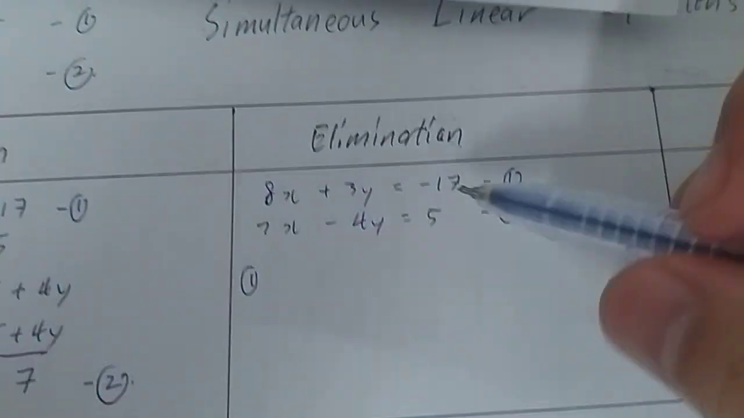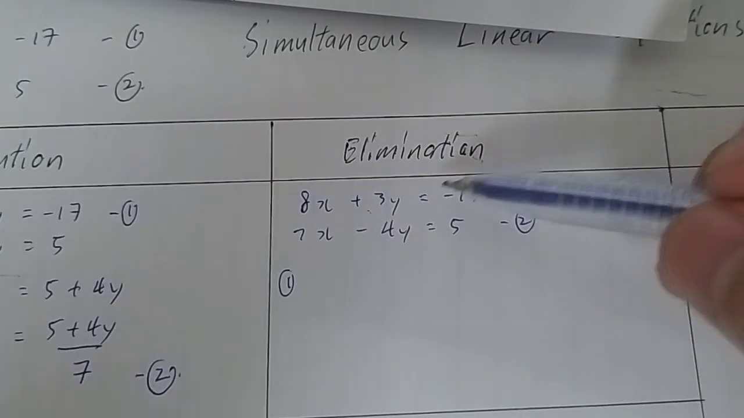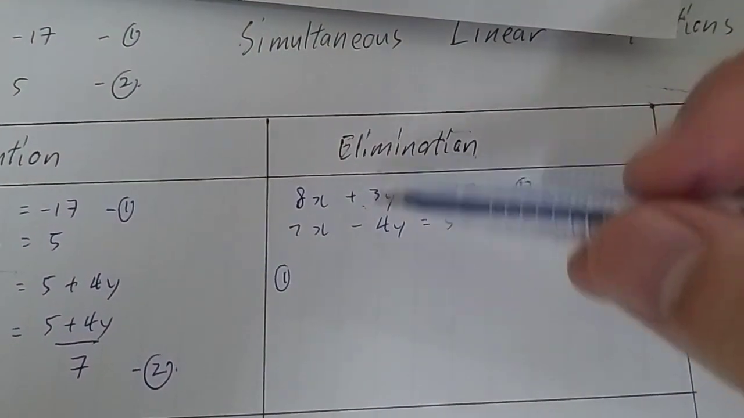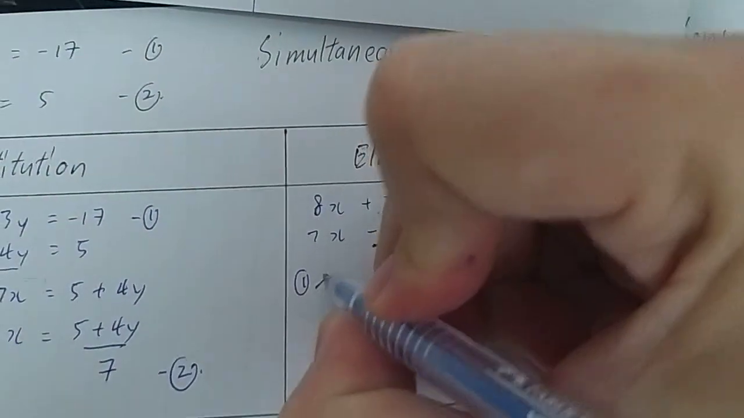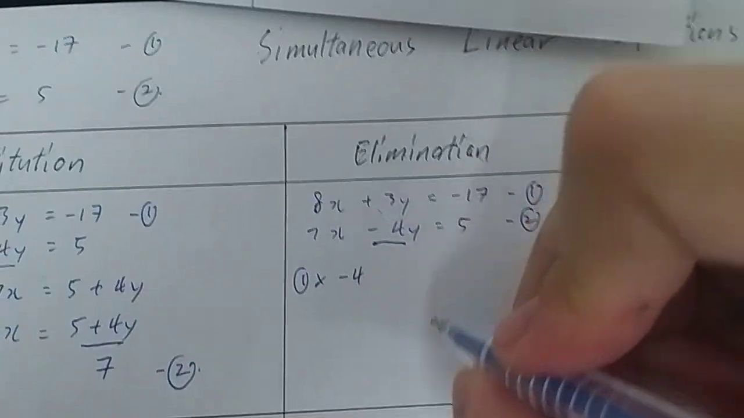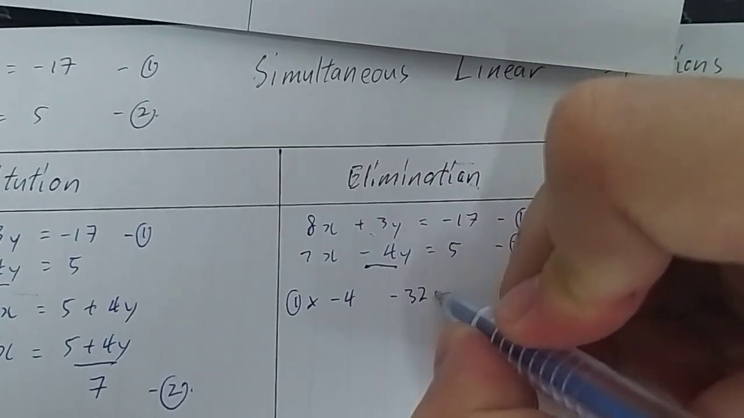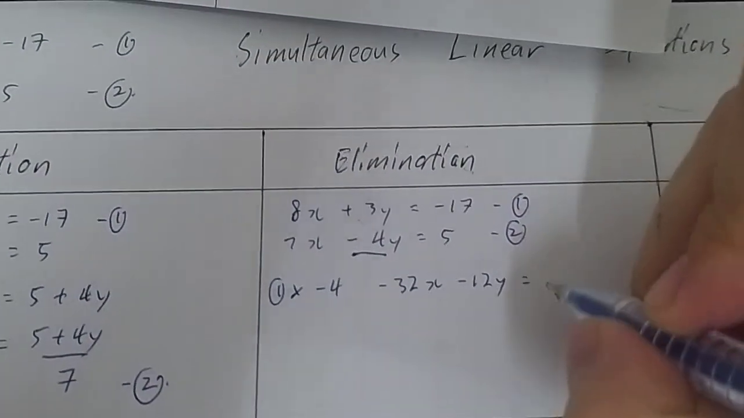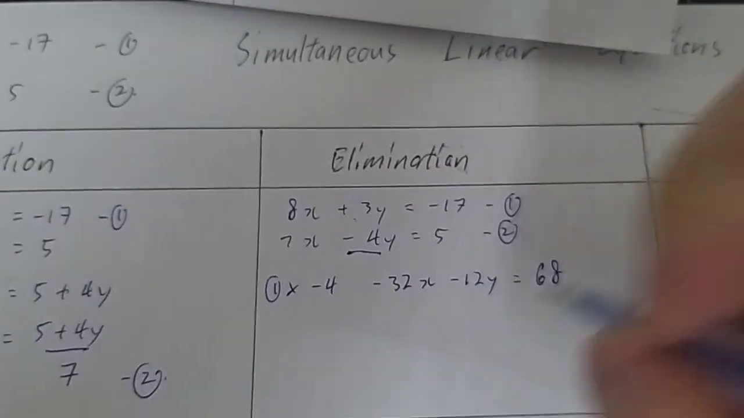Equation 1 is the top one. Since this is 3 and this is negative 4, how do we make y the same? Remember, this is negative 4, so we times negative 4. So what do we get? 8x times negative 4, we get negative 32x minus 12y. And negative 17 times negative 4, we get 68.